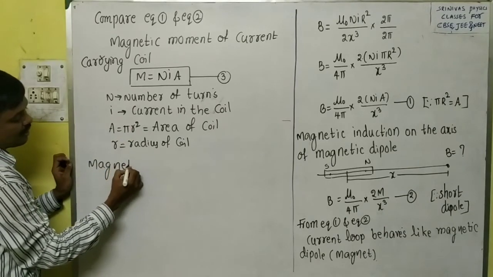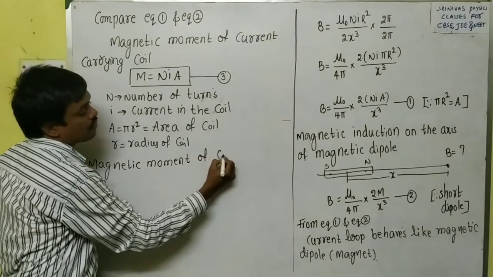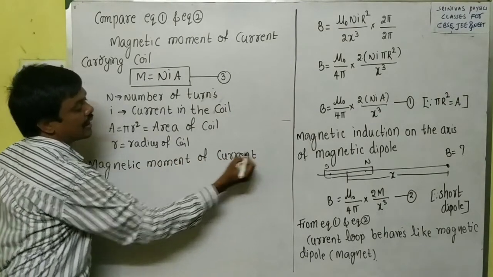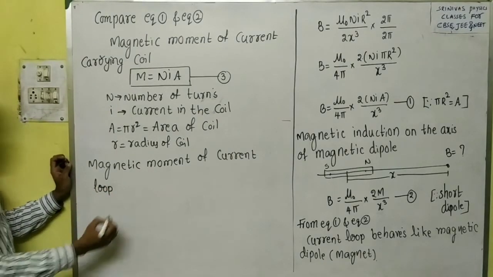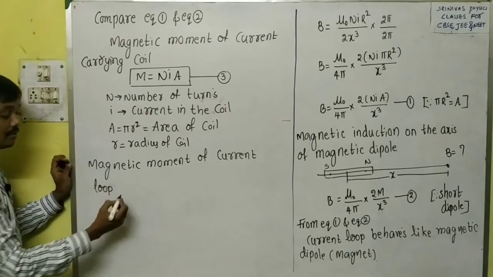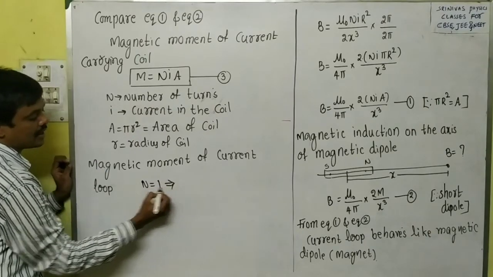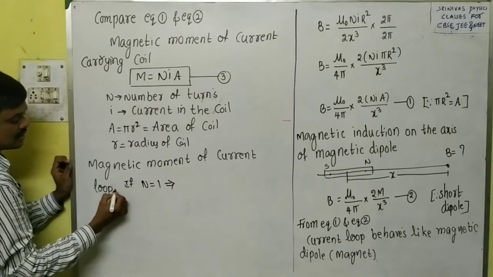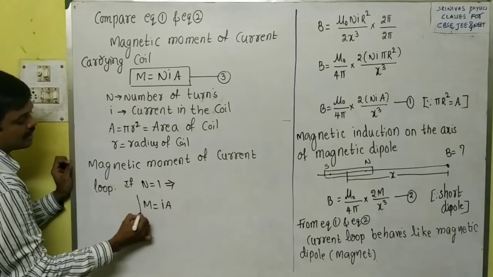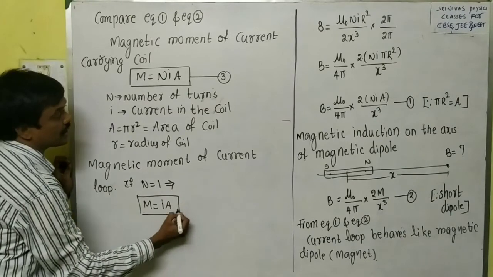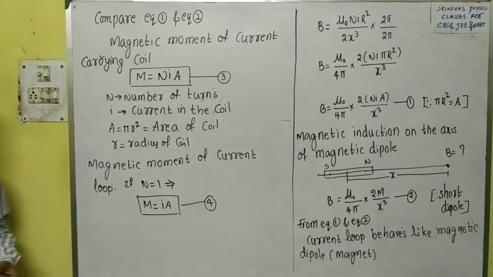And here, in case of current loop, I want the magnetic moment of a current carrying loop. Current loop means it has only one turn. Remember, coil means many turns, loop means one turn. Then N is 1. If N is 1, then what will you get? Then the magnetic moment you will get is only IA. Right? This is the formula for the magnetic moment of a current loop.